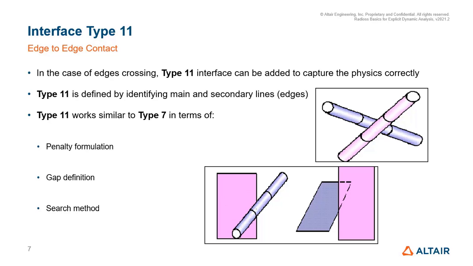Type 11 contact works just like type 7 contact. When I say it works like type 7 contact, it will consider the same penalty formulation, same gap definition, and the search method. And the general practice is when you're defining the global contact with type 7, you always have to define type 11 along with type 7.